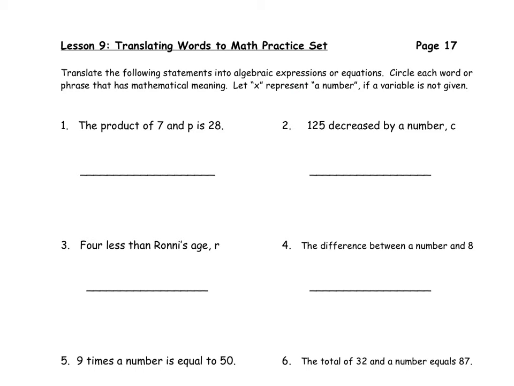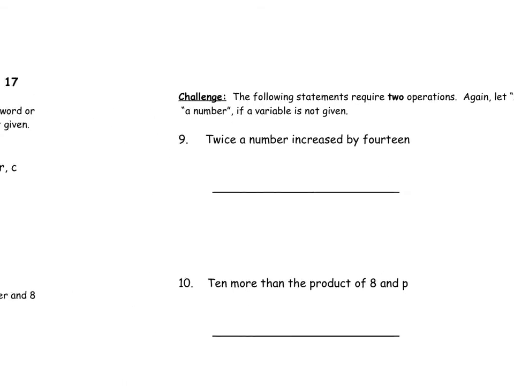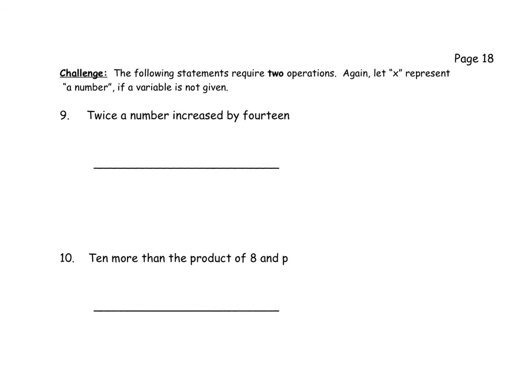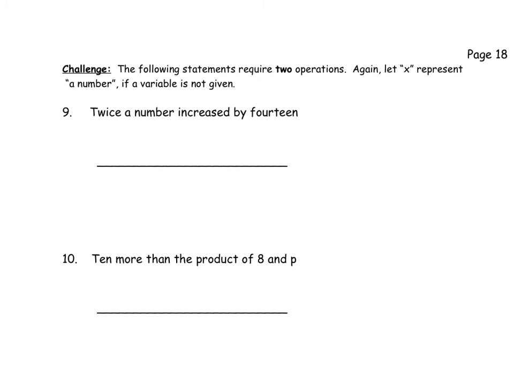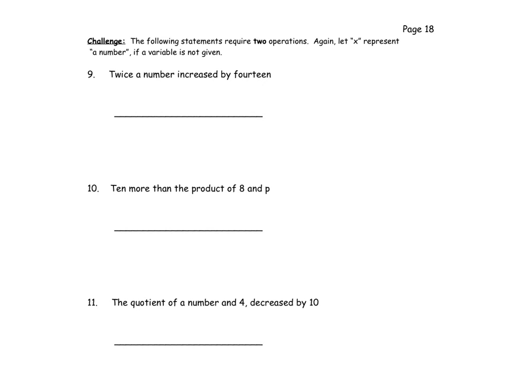So I'd like you to try 1 through 8 independently. But before you do, would you please turn to page 18. These are challenge problems, and you're going to notice it says the following statements require 2 operations. And again, you're going to let x represent a number if a variable is not given. So I want to just try one of these with you, and then I'm going to have you try the other 3 on your own.